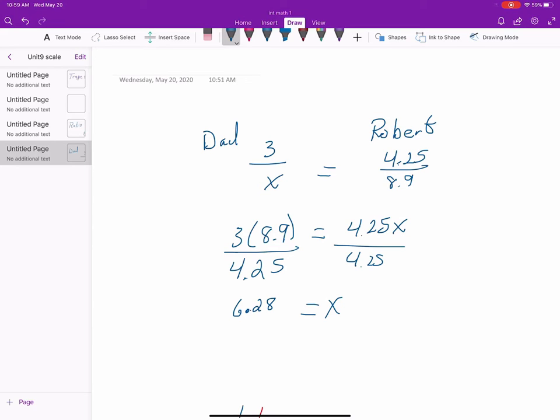So his dad was, now we can't say that's 6 foot 2 inches because this is in what we call base 10, right? 1, 2, 3, 4, 5, 6, 7, 8, 9. Then we start over. That's our counting system. But measurements in inches and feet, there's 12 inches. So it's in a different base. So 6.28 doesn't mean that they're 6 feet 2 inches tall. It means that they're 0.28 of a foot. So actually, if I was to take 0.28 times 12, that would tell me how tall the dad was. But since Robert's is 8.9, we're just going to leave it in that. So that's how you can set up a proportion to do it.